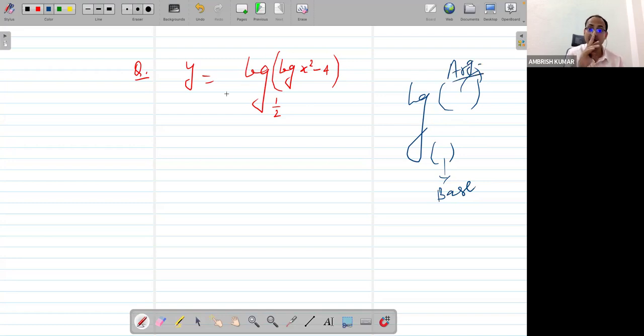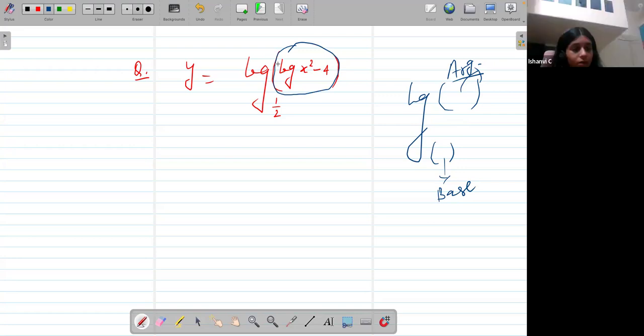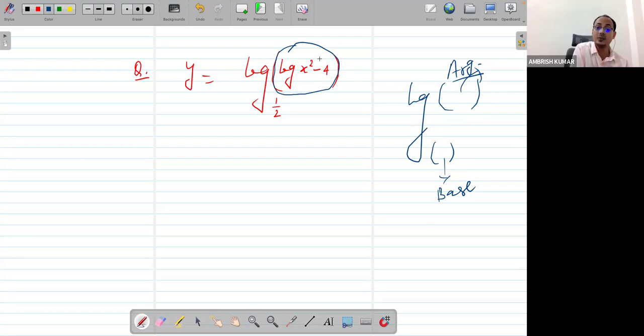So here actually we are having two logs. For the first log, what is the argument? This complete thing is the argument for the first log. And for the second log, what is the argument? X square minus 4 is the argument for the second log. So for the first log, log of x square minus 4 is the argument, right?